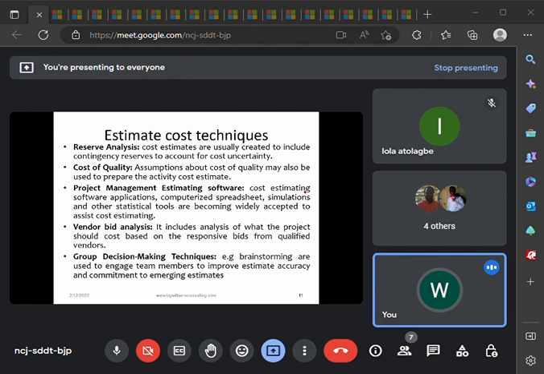And we have two types of reserve analysis. Let's just quickly mention them: contingency reserve analysis and management reserve analysis. What is contingency reserve analysis? Simply decode. Contingency reserve analysis is that amount of money that is kept aside by the project manager to take care of known or identified risk.